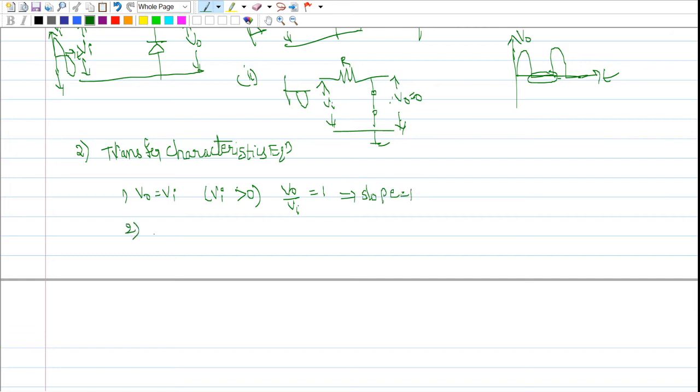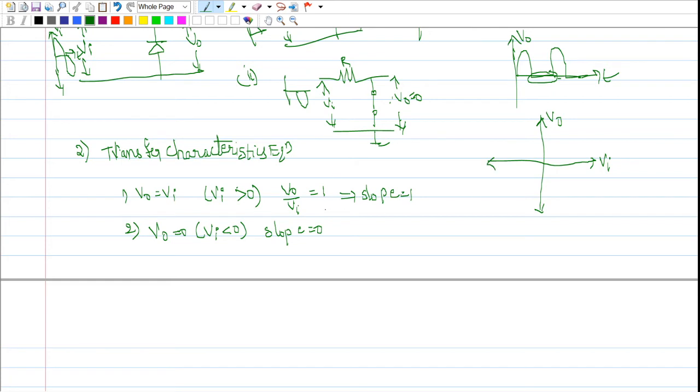Next, the second equation is V naught is equal to 0, when Vi is less than 0 volts. This is for the negative half cycle. So V naught is equal to 0 volts, so the slope is 0. Now draw the transfer characteristic curve.